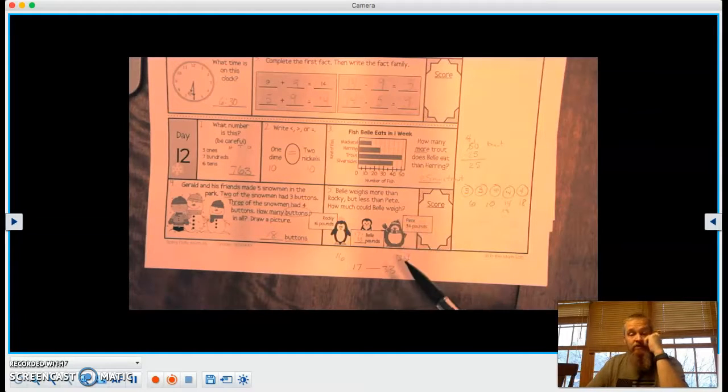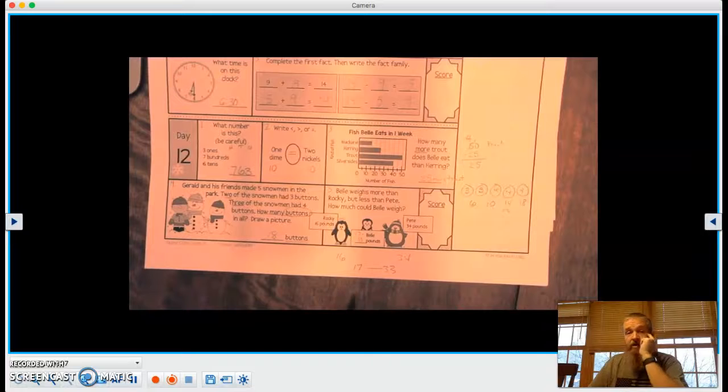Any number between those two numbers, between 17 and 33, any one of those is an acceptable answer. So great job on that, boys and girls, and we'll see you tomorrow for day 13.